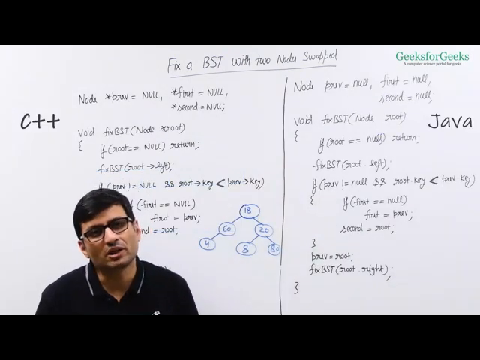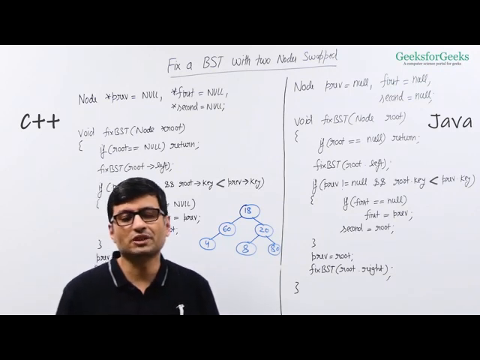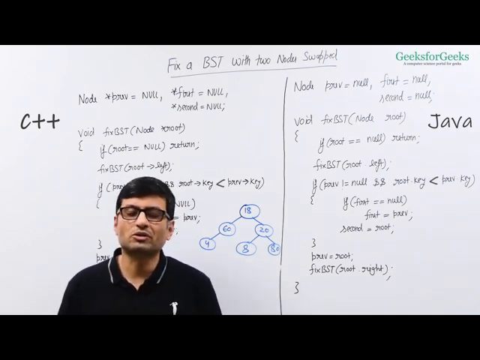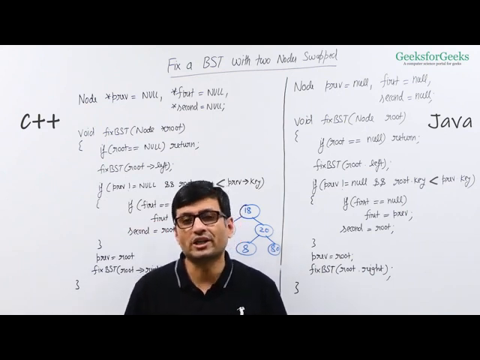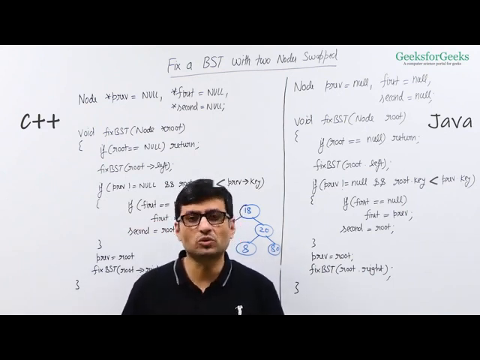Here are C++ and Java implementations of the approach. Please note one thing about these codes. They do not swap the nodes which are violating the BST property. They just find the two nodes.